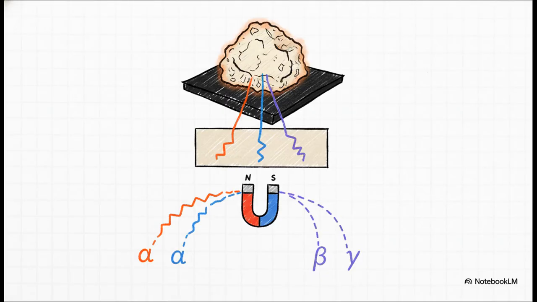Way back in 1896, a scientist named Henri Becquerel kind of stumbled upon this whole thing by accident. And as people studied it more, they realized this radiation wasn't just one thing. Nope, it came in three distinct flavors, which they called alpha, beta, and gamma. Think of these three as the main characters in our story today.